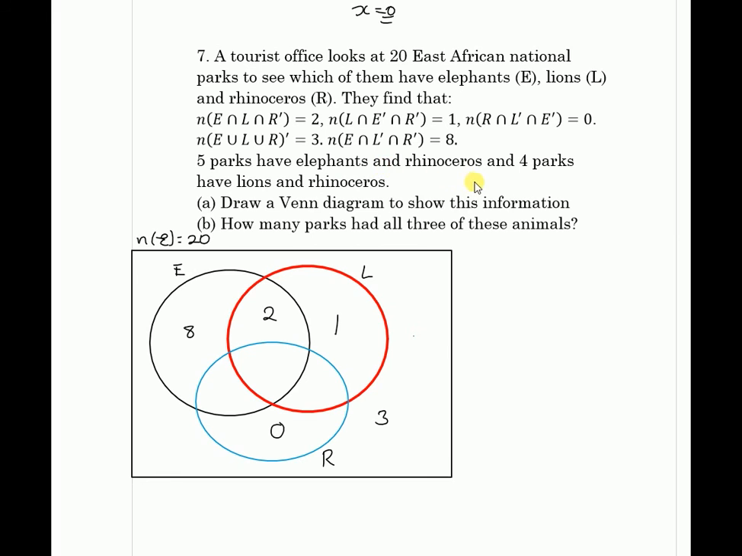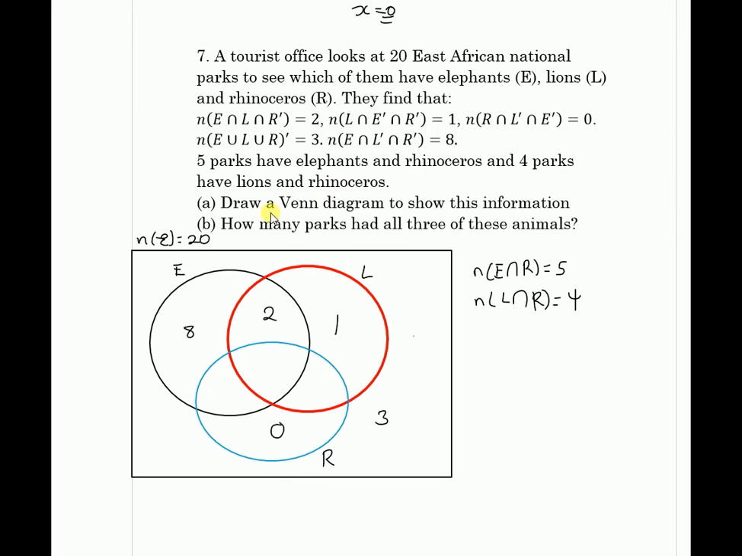5 parks have elephants and rhinoceros. So this one here, if I'm to write it in a symbol, it is E intersection R. They said that is 5. And then for that 4, these parks have lions intersection rhinos. That one is 4.